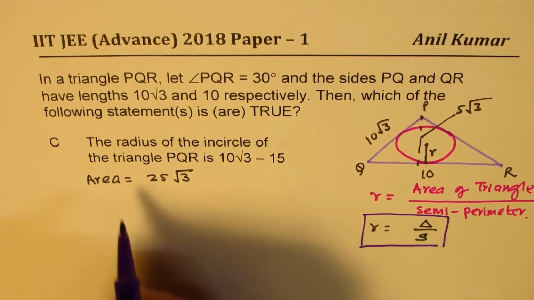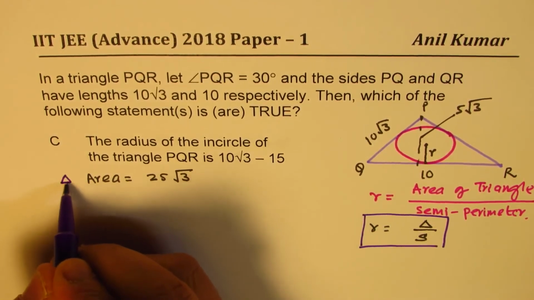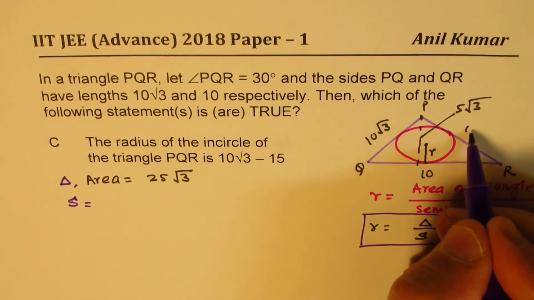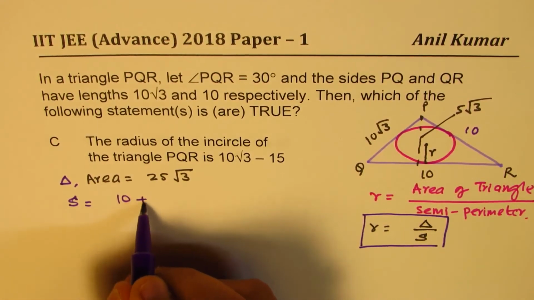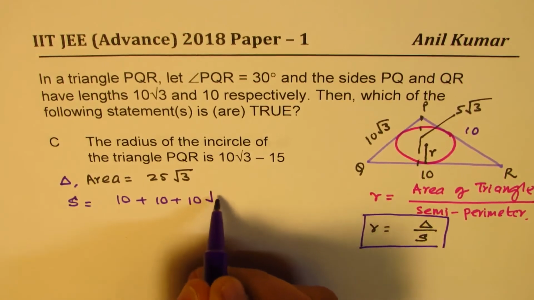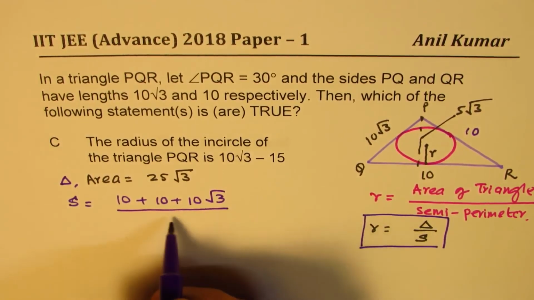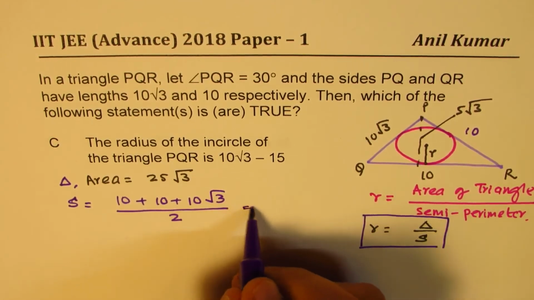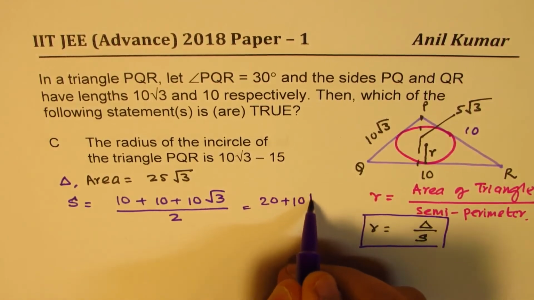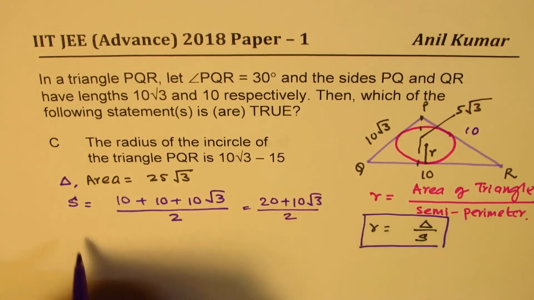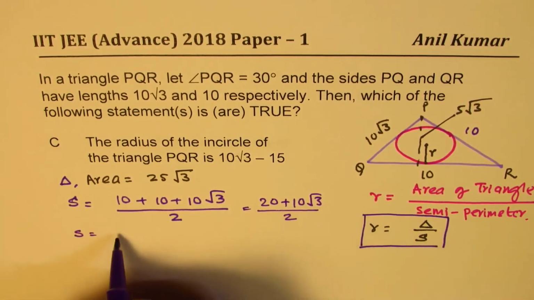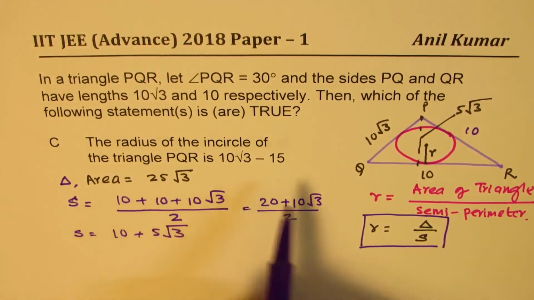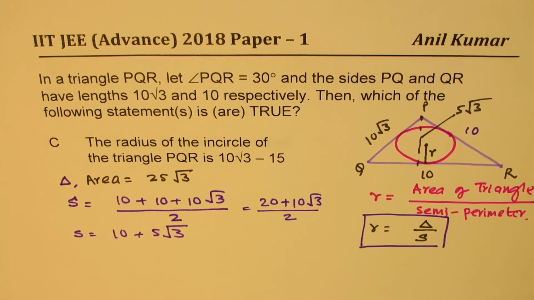and get the result. We know area is given to us as this, and what is semi-perimeter? We know all the three sides. This was also 10. So we'll do 10 plus 10 plus 10 square root 3 divided by 2, right? So that's what we have, and that is 20 plus 10 square root 3 divided by 2. So S is 10 plus 5 square root 3, right? And therefore, we can now find R using the formula.